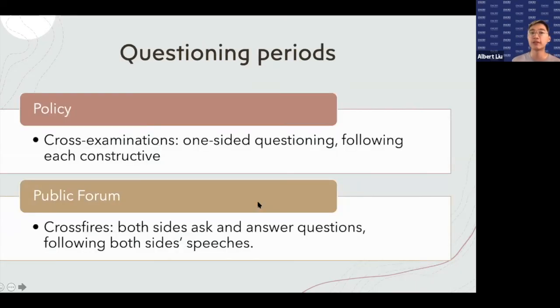And then finally, in questioning periods, in policy, these are known as cross-examinations. These are really just one-sided questioning following each constructive, where the next speaker is going to question the current speaker. And in public forum, as opposed to that, we call them crossfires because both sides are firing questions. And so both sides are going to ask questions and answer questions, and they're going to follow both sides' speeches. So after both sides give a constructive, there's a crossfire. After both sides give a rebuttal, there's a crossfire. And after both sides give a summary, there's a crossfire.